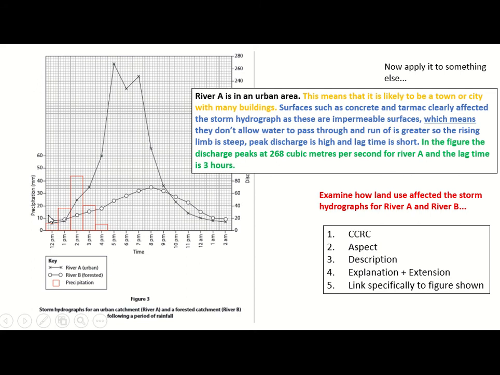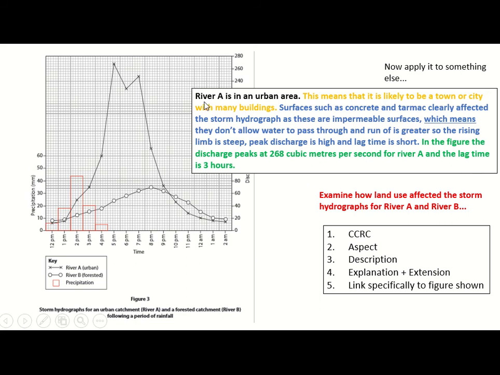So the rising limb, this bit, is steep, peak discharge is high, and the lag time, the difference between this and this, is short. In the figure, the discharge peaks at 268 cubic meters per second for river A, and the lag time is 3 hours. Having a graph means that the link to the figure is much easier, as long as you link it carefully. So you can see this goes up to 268 cumecs, and the difference between here and here is about 3 hours. So I've clearly linked it to this particular figure.